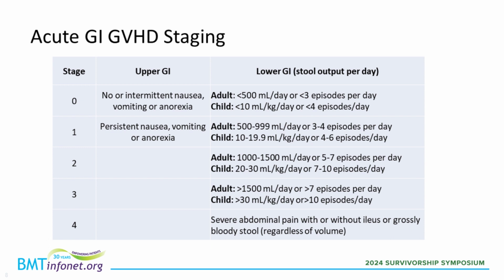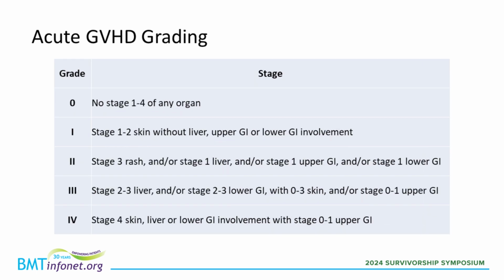Next slide. To gauge how severe the GVHD then is, we do what is called staging. We assign the stage of severity by if there is persistent nausea or vomiting and how much diarrhea or how many stools a patient is having every day. More diarrhea signals then more advanced disease.